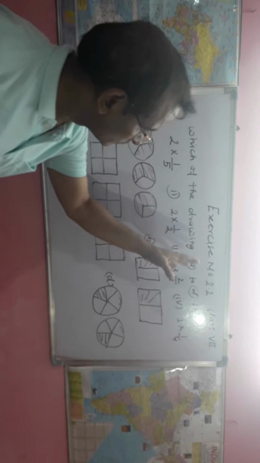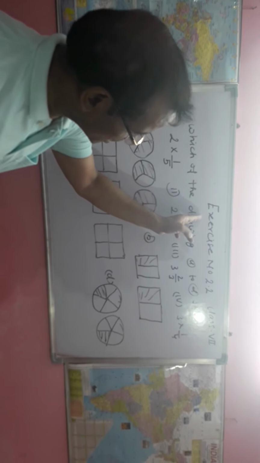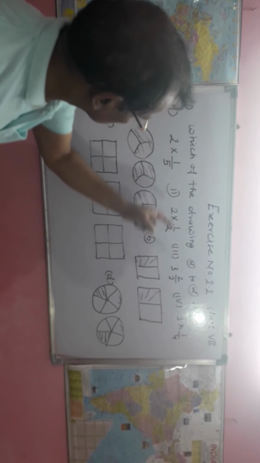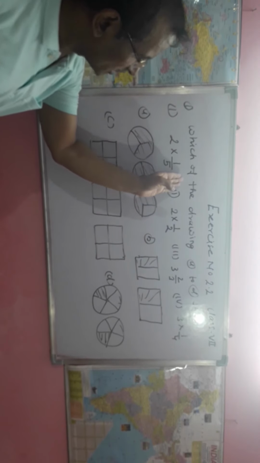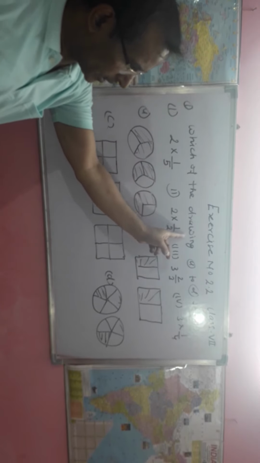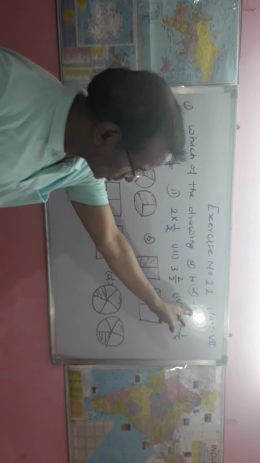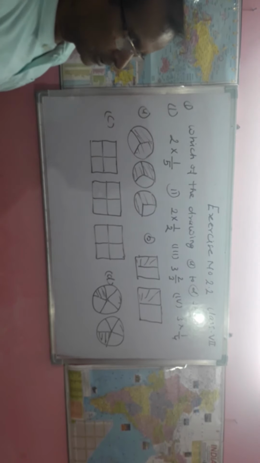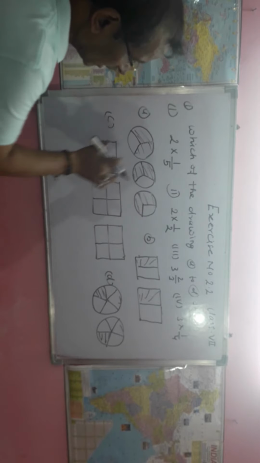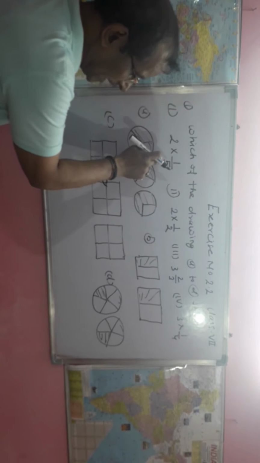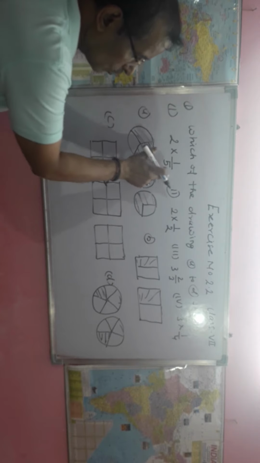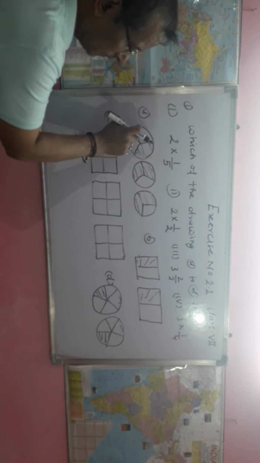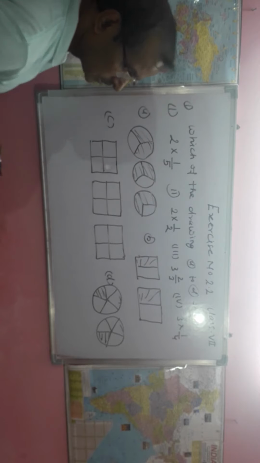Dear students, today we will study exercise 2.2 of class 7th. Now, the first question is: which of the drawings A to D show 2 into 1 upon 5? We will observe 1 upon 5. It means one part out of how many parts? 5 parts, but here there are 1, 2, 3.